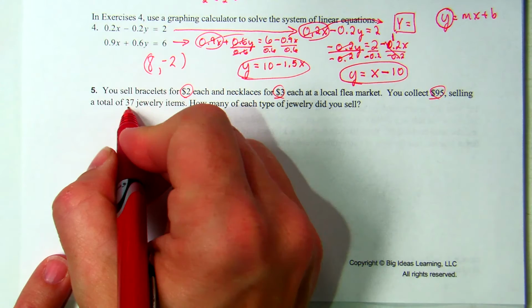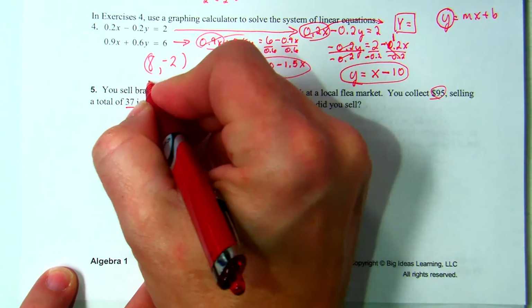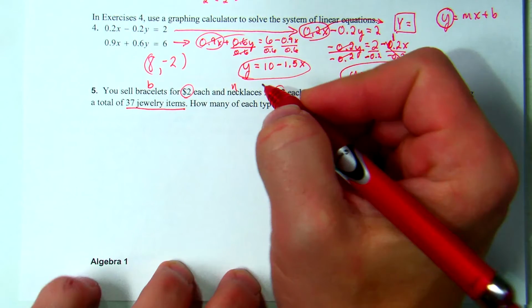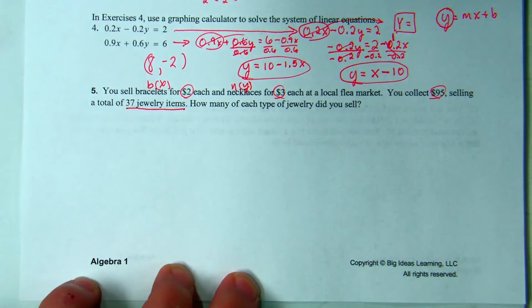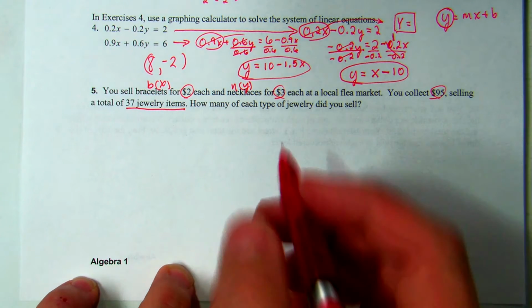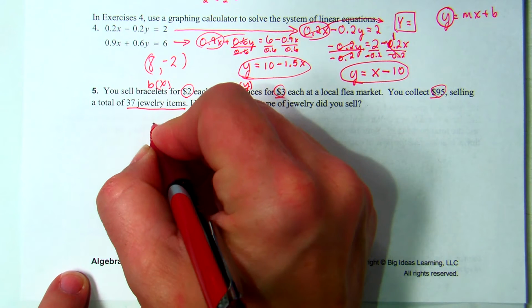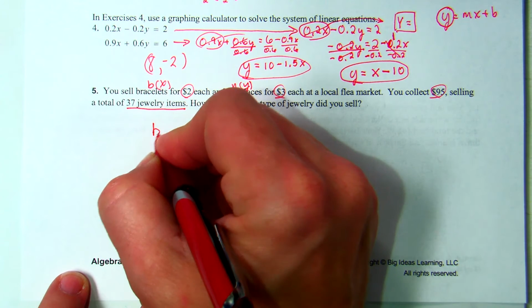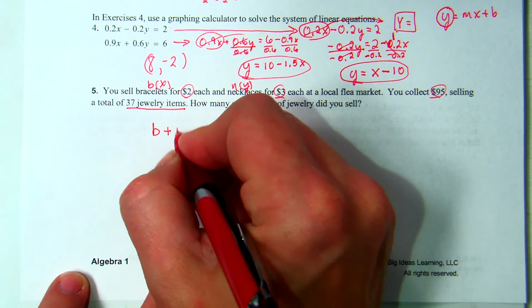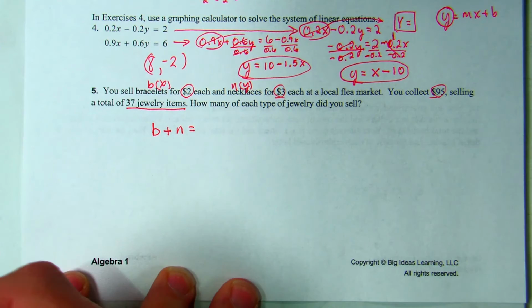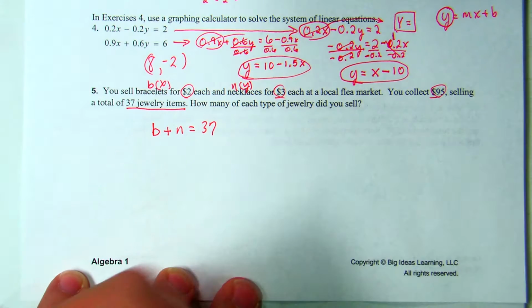All right. We know there's going to be 37 items, so I'm just going to go ahead and leave this as B and N. You can make this X and Y if you wanted to. That's up to you, whatever you feel comfortable with. I'm going to leave it as B and N so there's no confusion later as to what we're looking for and what we find. But I know that item for item here, if I'm going to take all the bracelets and all the necklaces that I sell and add those together, how many items total did I sell? Well, items, I've got 37.